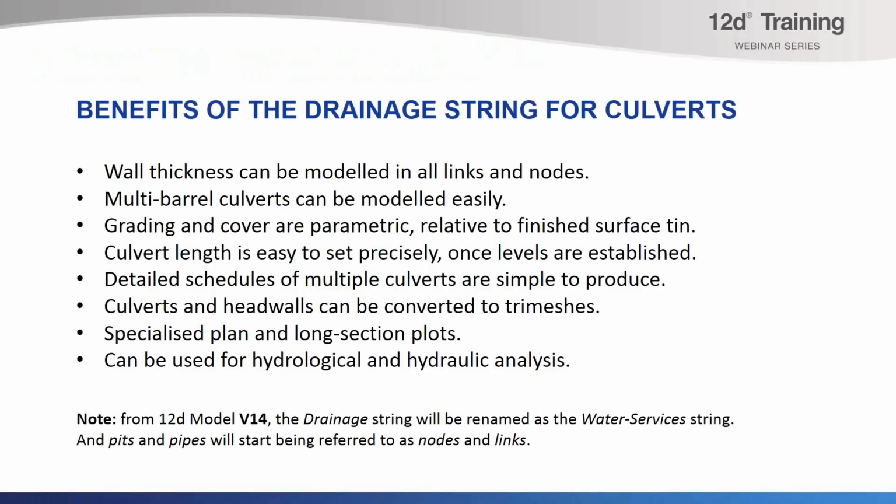Just a little note before I go on, I keep mentioning these things called drainage strings. Version 14 is going to be released shortly after our conference in July this year. And from version 14 onwards, the drainage string will be renamed as the water services string. Also, we're progressively planning to revise our software, and the terms pits and pipes will start being referred to as nodes and links instead. And this is mainly because the old drainage string has been developed to such a point now where it's useful in so many more different applications than just drainage and sewer.